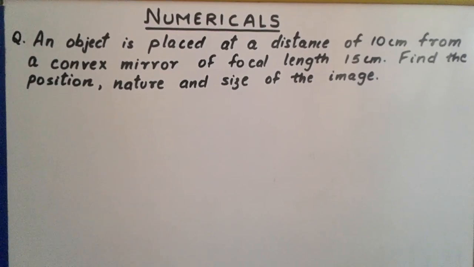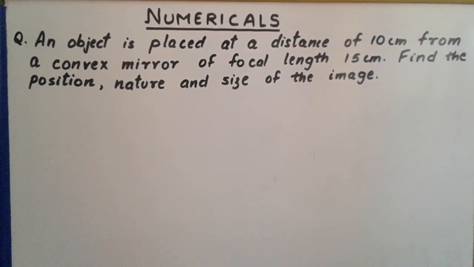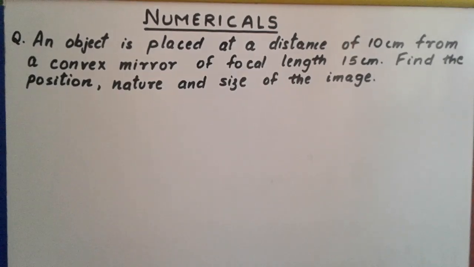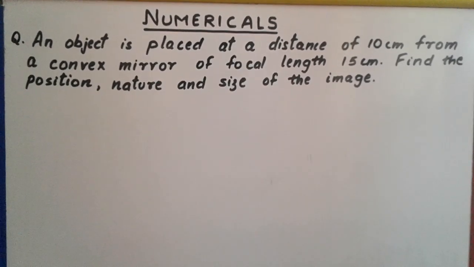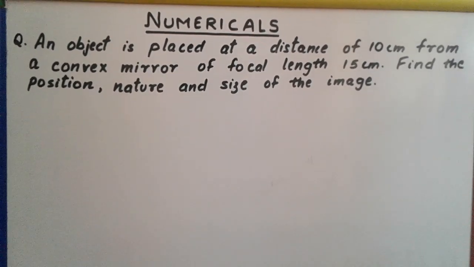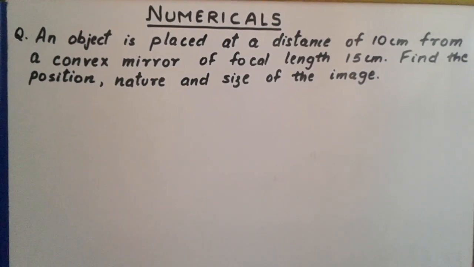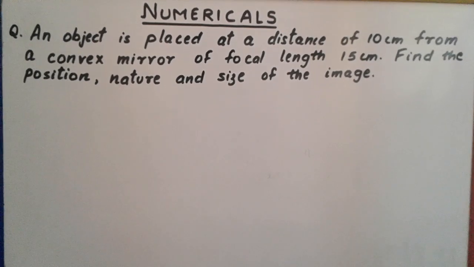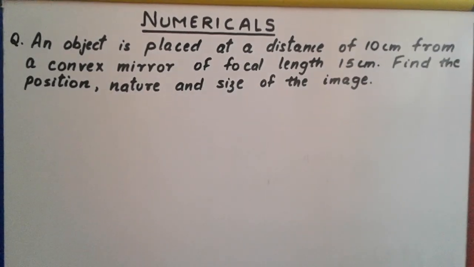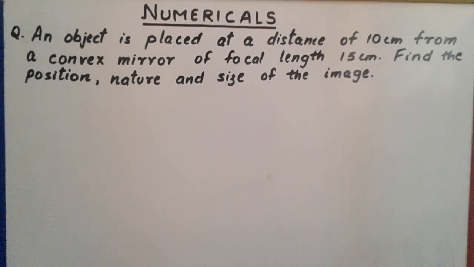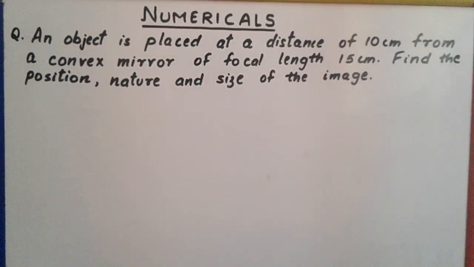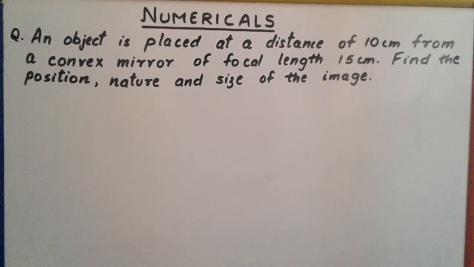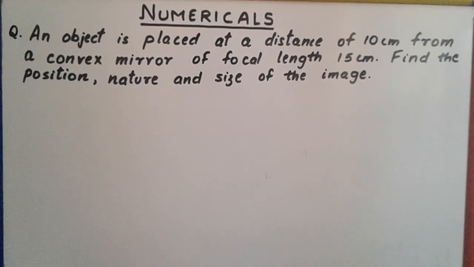Hello students, in this video we are going to solve the numericals which are going to be based on both mirror formula as well as on magnification. Let us read the numerical. An object is placed at a distance of 10 cm from a convex mirror of focal length 15 cm. Find the position, nature and size of the image.